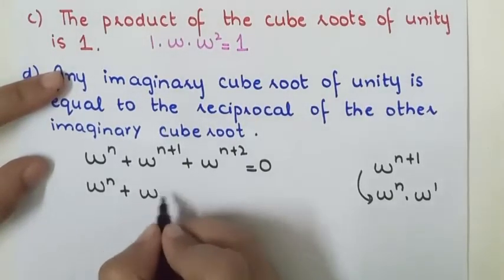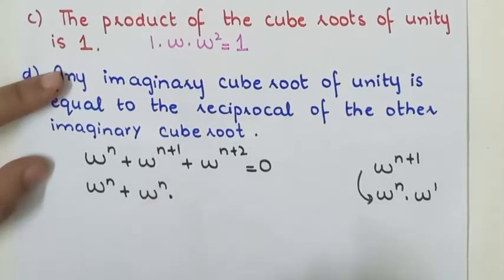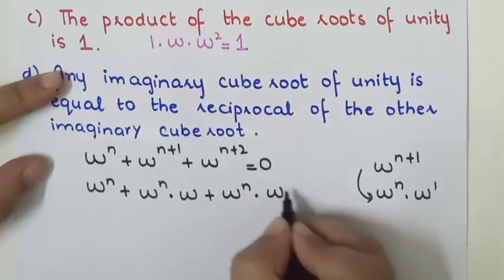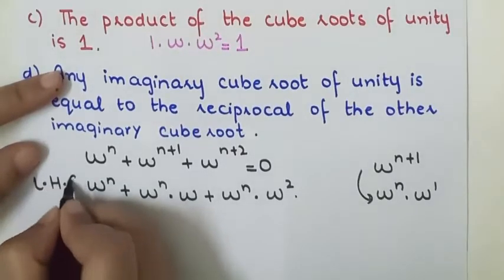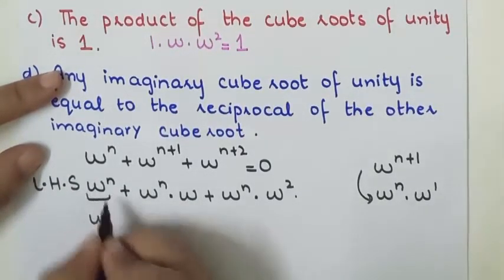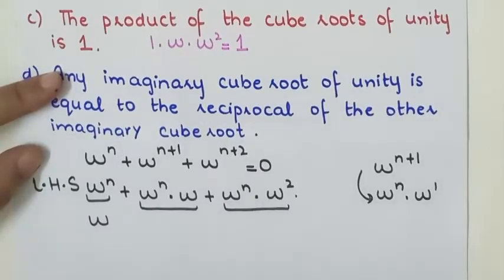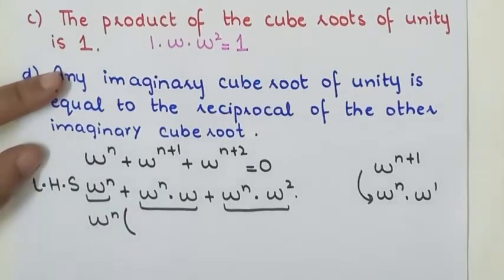So we will split it into ω^n into (ω + ω^n into ω²). We have taken the left hand side. Now this term has ω^n, this term has ω^n, and this term also has ω^n. So we can take ω^n common.